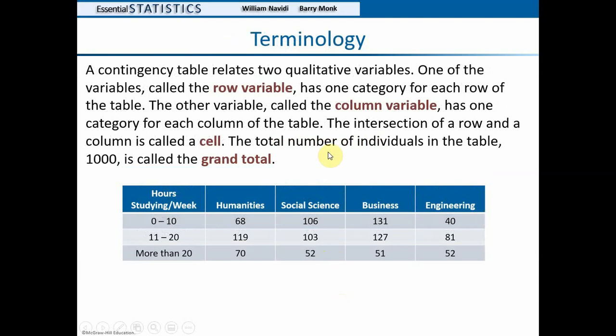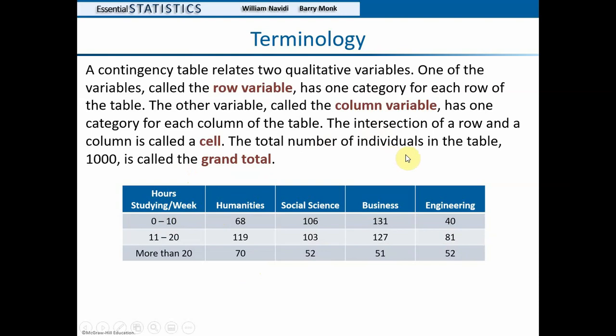Okay. So a contingency table relates to qualitative variables. One of the variables, called the row variable, has one category for each row of the table. So here's a category: 0 to 10, 11 to 20, more than 20. And then our column variable sets up a different category: humanities, social sciences, business, and engineering. So we can look at the hours studying per week based on the different majors.